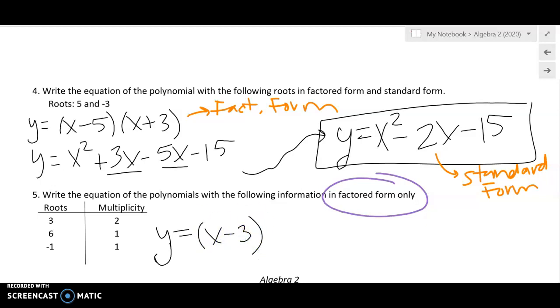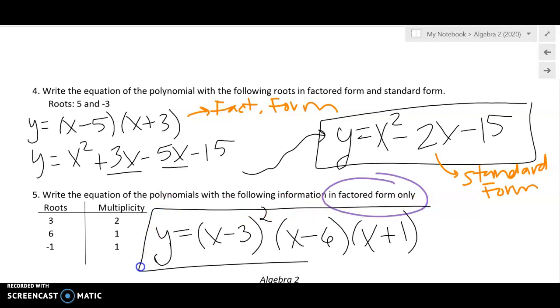If it's a multiplicity of 2, that means it needs that little exponent of 2. And then the root is at 6, so I change it to a negative 6. It has a multiplicity of 1. If you want, you could put a little 1 there, but you don't have to. And then the next one is a root at negative 1, so you change it to a positive 1, and same thing. It has multiplicity of 1. If you want, you could put a little 1 there, but you don't have to. And this would be factored form. You could FOIL it out to get standard form. This one's going to be a long one like the other one. It only asks for factored form, so I'm done.